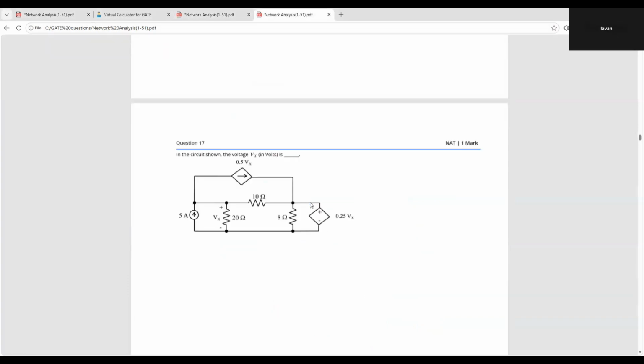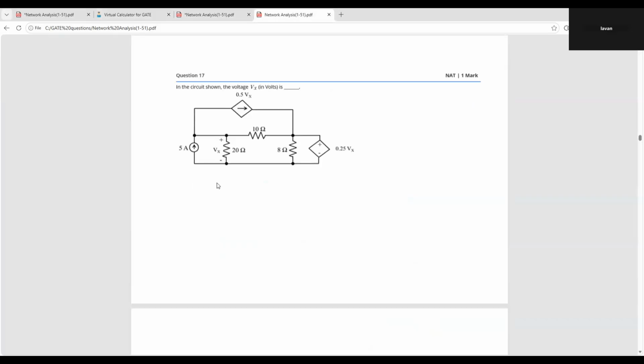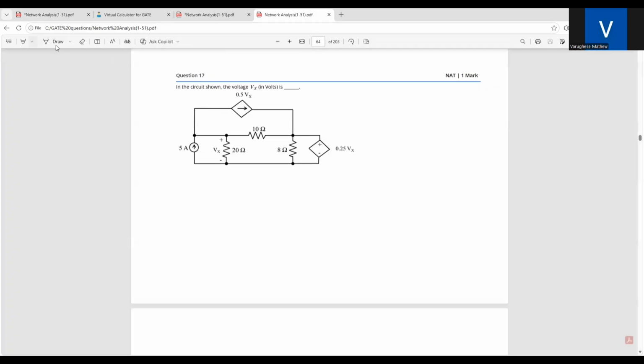Sir, can we take this? We will see. Like we are assuming voltage here, we will assume current. For mesh analysis, you should assume current. Wherever you don't know, one place you assume.